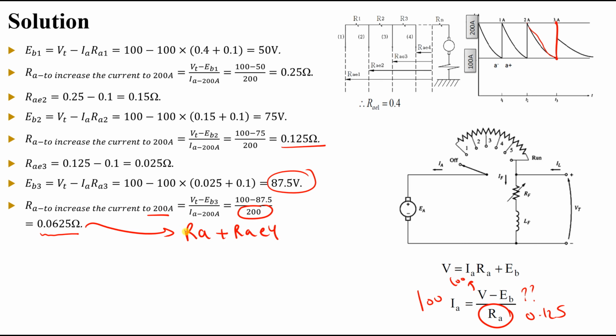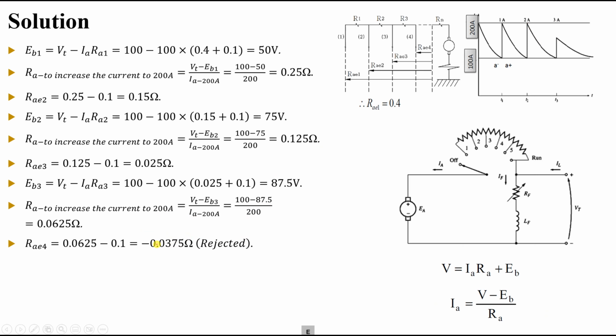This resistance is R armature plus RE4. However, as you can see, R armature alone is 0.1, which means it is not possible. Which means this one is the last point for us. How can I know this? If you subtract 0.1, the resistance of the armature, then RE4 will be a negative value, which is rejected. We can't add a negative resistance.